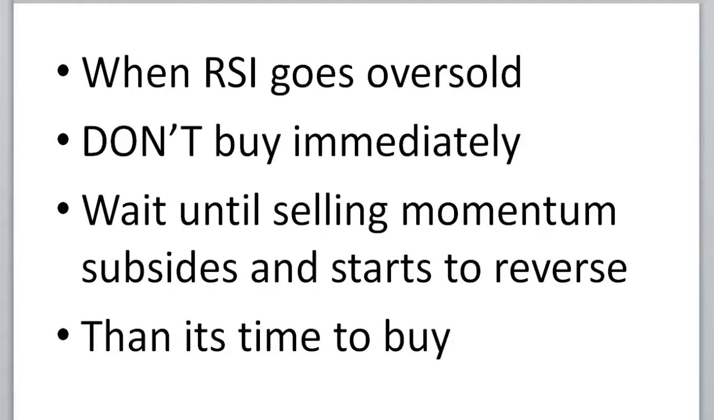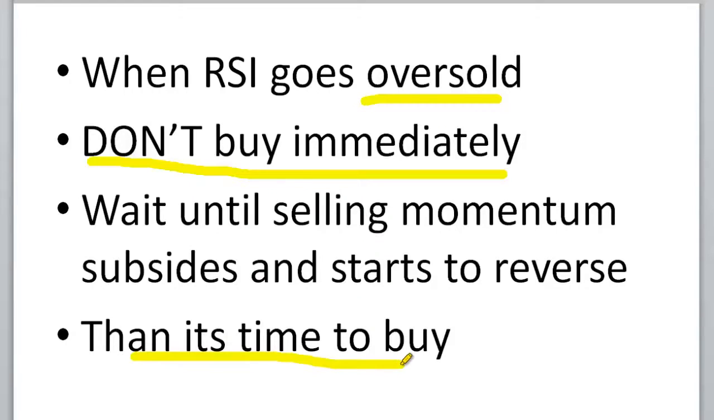So how does our strategy work? When the RSI gets oversold, when our relative strength index is telling us that a trading instrument, for example the euro dollar, is getting oversold, we're not going to be buying immediately. We don't want to buy immediately, because it could continue to be more oversold. So we're going to be a little patient. We're going to wait until the selling momentum subsides and then start to buy. Once it reverses, then it's time to buy.